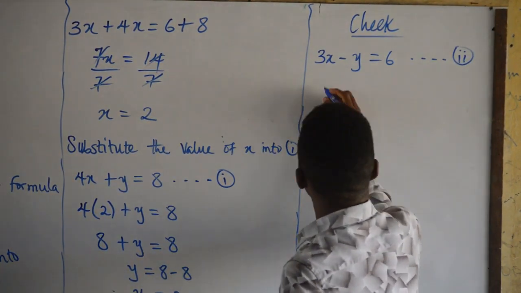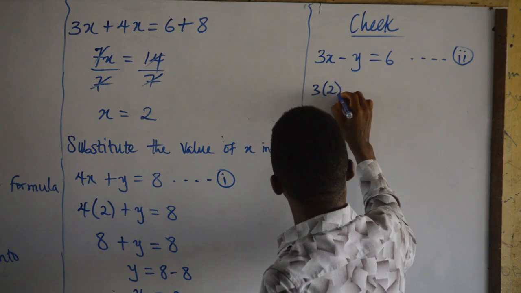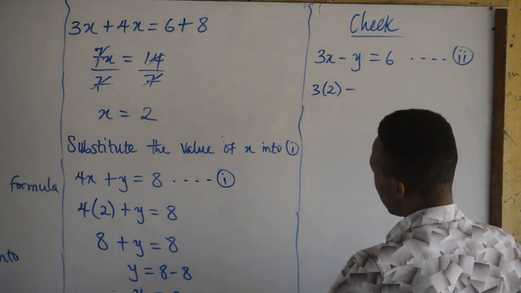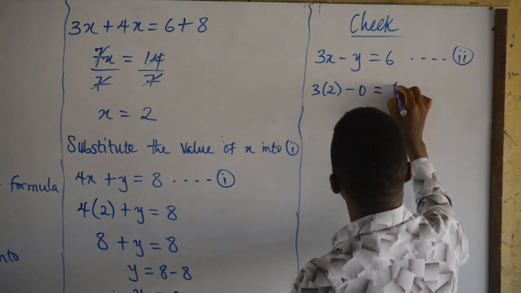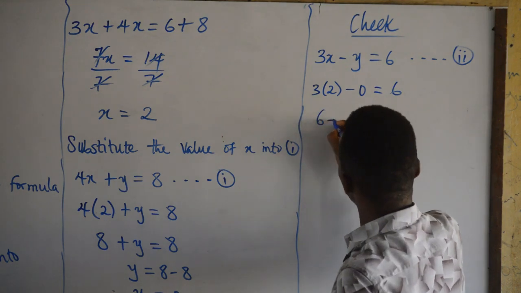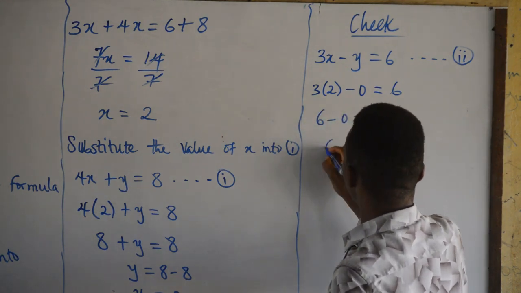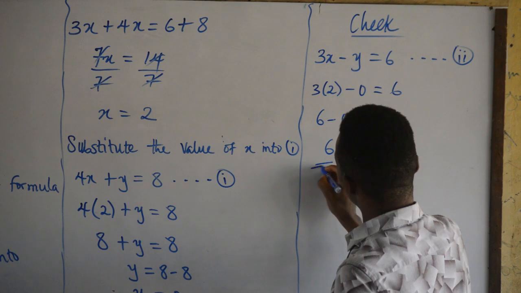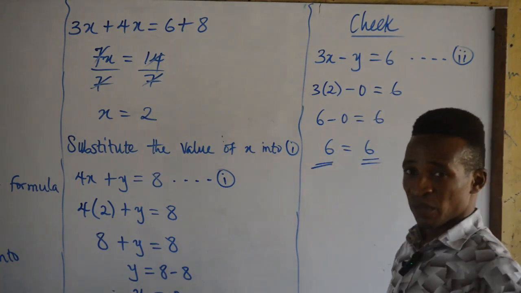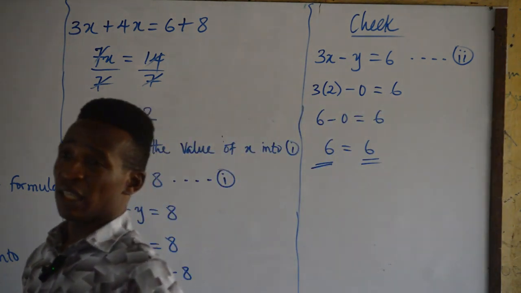So this now becomes 3 into bracket 2 minus the value of y, which is 0, equals 6. So we have 6 minus 0 equals 6. 6 equals 6. LHS equals RHS. Then that means our solution is definitely correct.